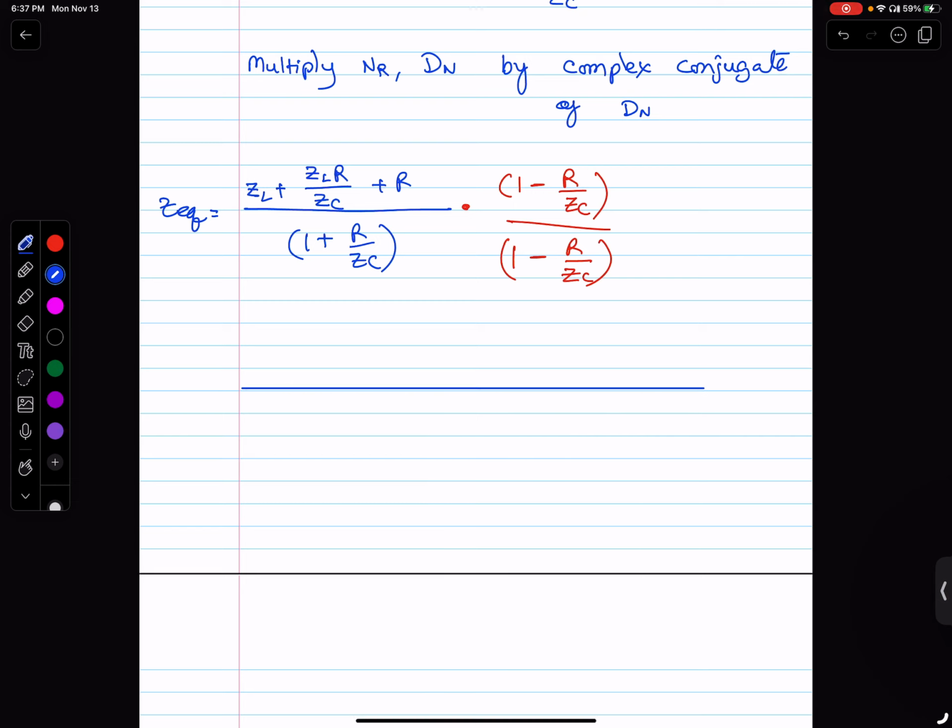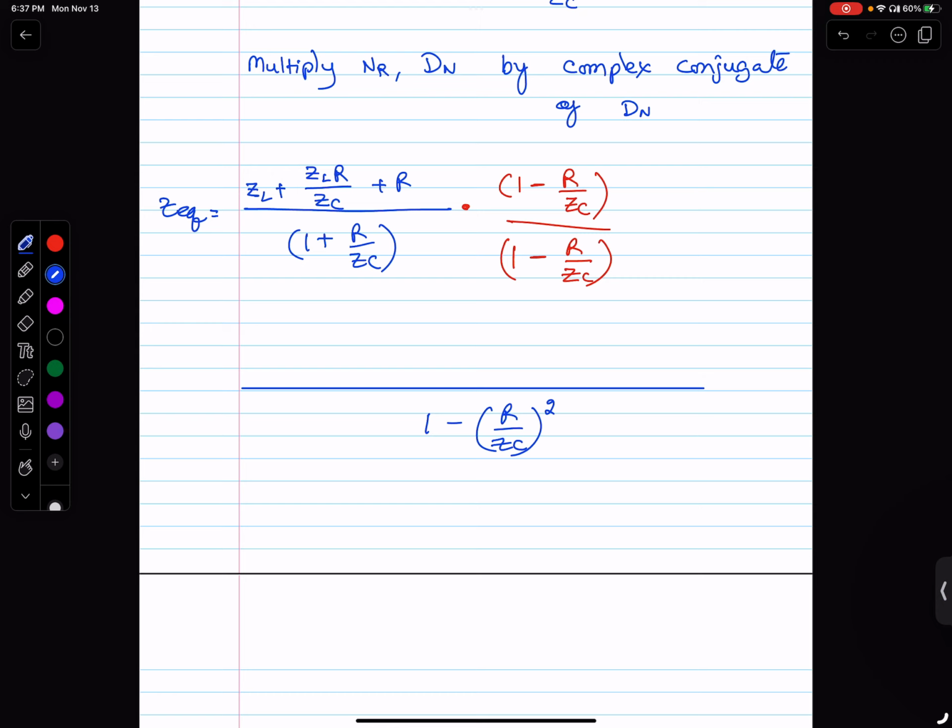So watch out. The denominator, 1 plus R by ZC multiplied by 1 minus R by ZC, gives you 1 minus R by ZC the whole squared. Simply put, a plus b into a minus b is a squared minus b squared. Now let's multiply the numerators. ZL plus ZL R by ZC plus R multiplied by 1 minus R by ZC.